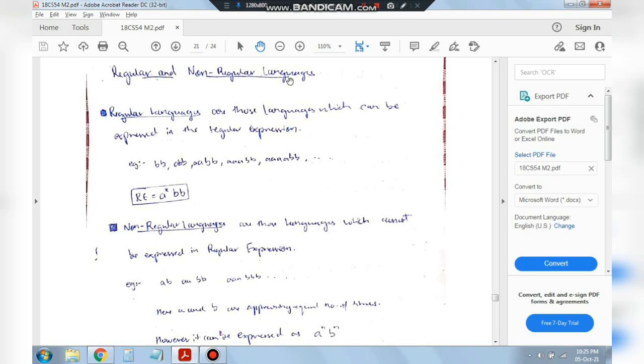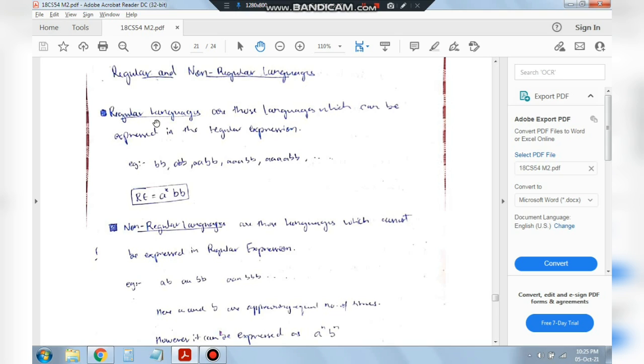Coming to regular and non-regular languages, the difference is that a regular language can be expressed in the form of a regular expression, like bb, abb, aabb, aaabb. The pattern you can observe here is that bb is repeated in all of them, but a is increasing one by one: 1 time, 2 times, 3 times, and so on. So this can be expressed in the form of a star. Star denotes 0 or more times. So I'll have 0 times, 1 time, 2 times, 3 times, and bb is constant. So this is known as a regular language.